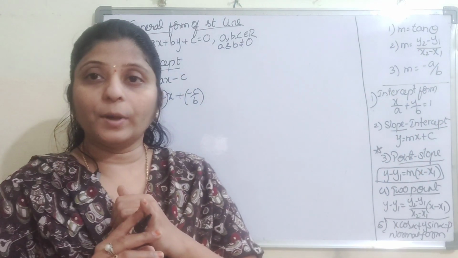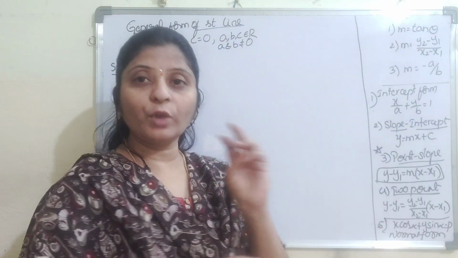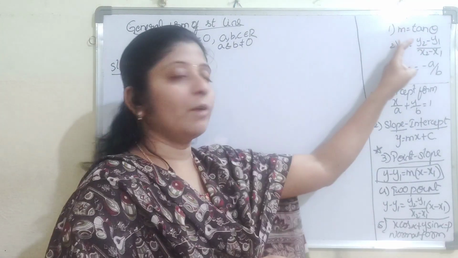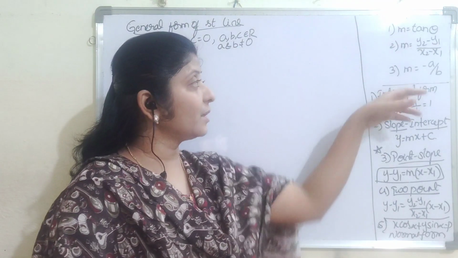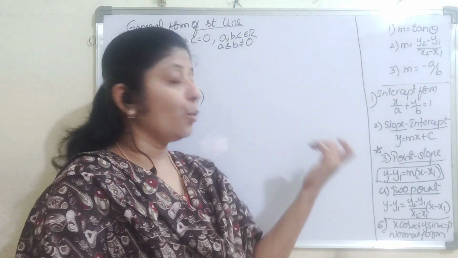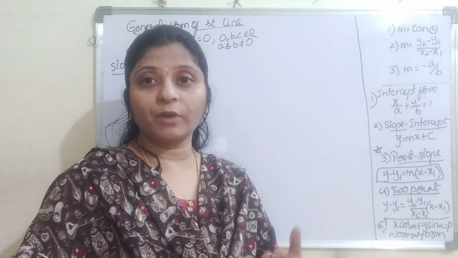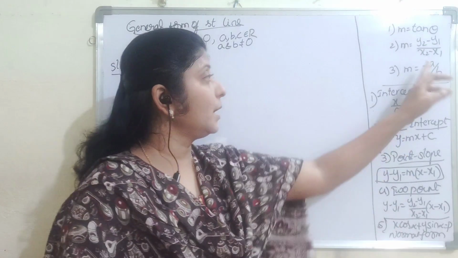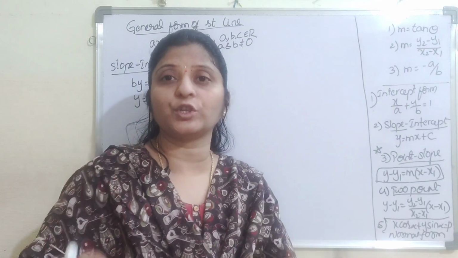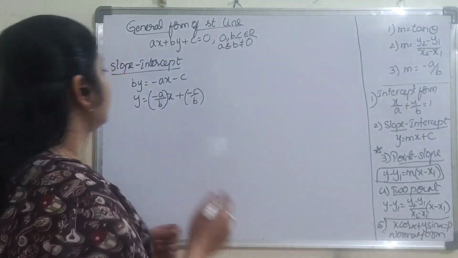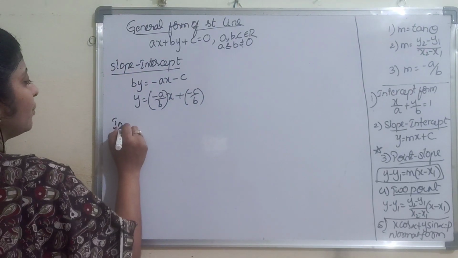So slope form, slope m, we have 3 forms. One is tan theta when theta is given; when 2 points are given, it is (y2 minus y1) by (x2 minus x1); when the straight line ax plus by plus c equal to 0, the general form, is given, slope will be minus a by b, nothing but minus x coefficient by y coefficient. And intercept form we will see.